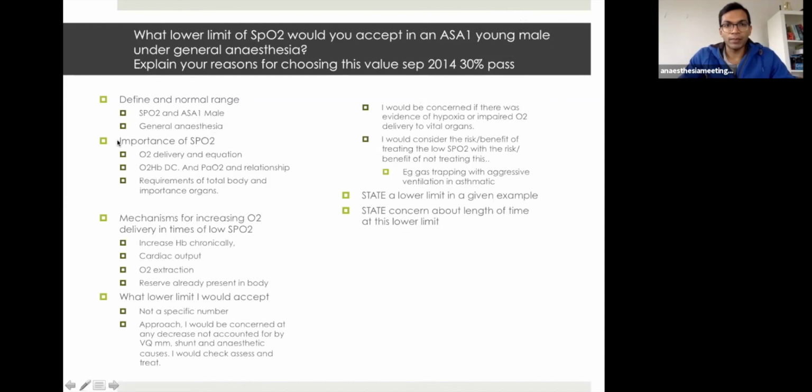I've talked about the importance of SpO2, so that's where you put this chunk of knowledge here. The importance of SpO2 is all about drawing that graph, talking about the implications of that graph and delivery to important organs.